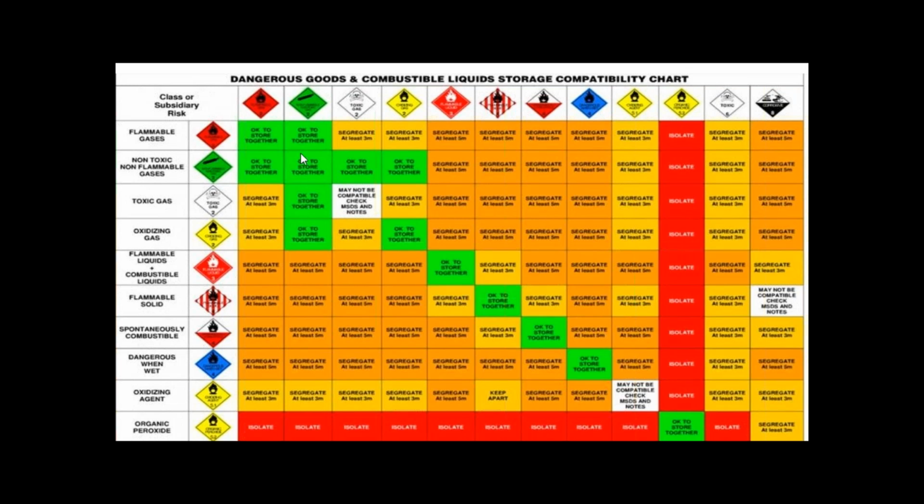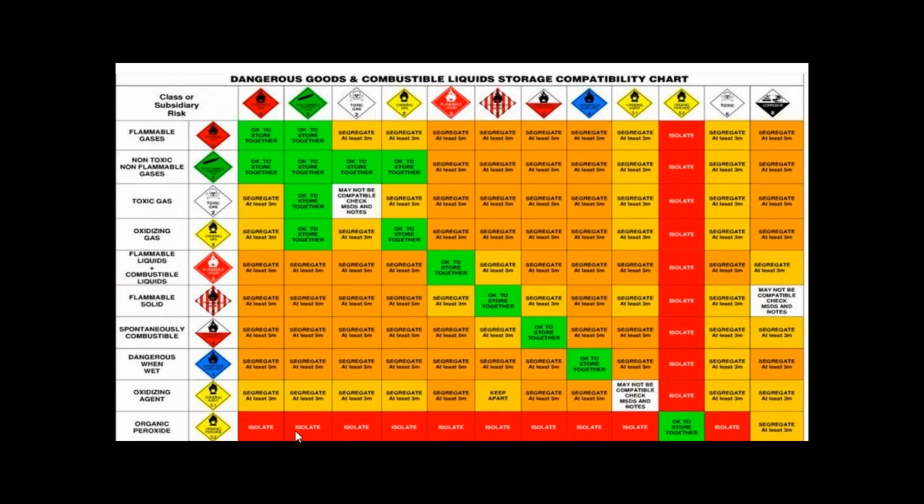Now in this compatibility chart you have to observe only whether this flammable gas is compatible with this type of class, or whether all these classes or subsidiary risks may be present with the other types of chemicals. Here the green color indicates that these types of chemicals are compatible with the other types of chemicals, and likewise the red color indicates that organic peroxide substances should not be stored with other types of chemicals.